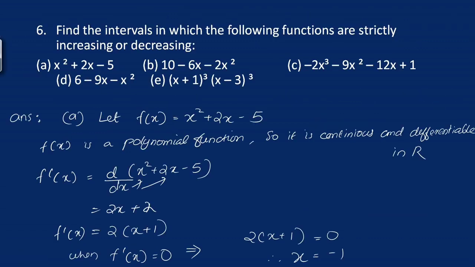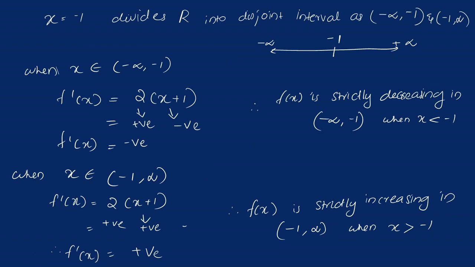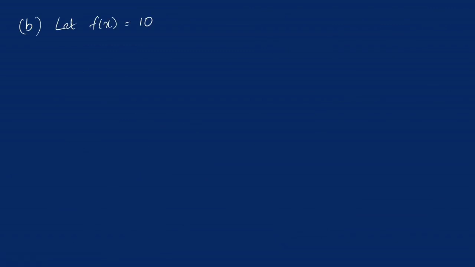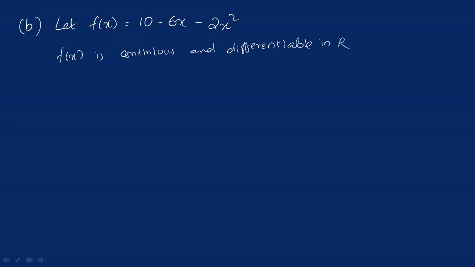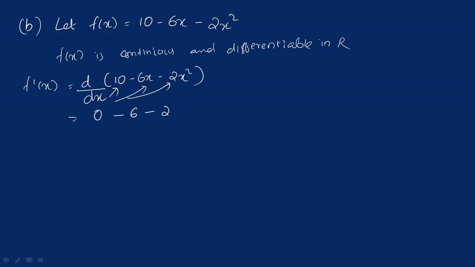Now the B part of the question, that is 10 − 6x − 2x². Let us consider f(x) = 10 − 6x − 2x². f(x) is a polynomial function, so f(x) is continuous and differentiable in R. Now f'(x) is d/dx of 10 − 6x − 2x². d/dx of 10 is 0, d/dx of −6x is −6, d/dx of −2x² is −2 into 2x. So f'(x) = −6 − 4x, or taking −2 outside, −2(3 + 2x).